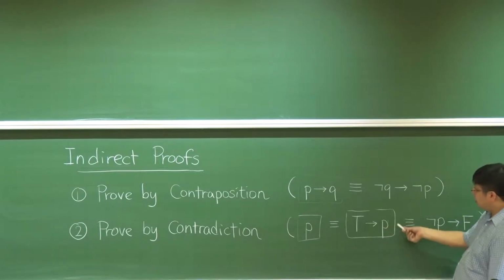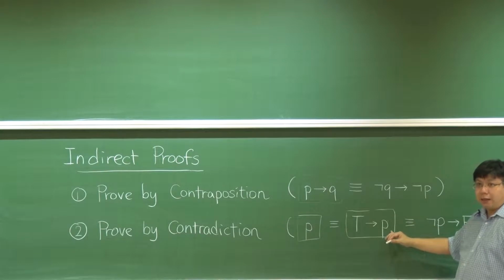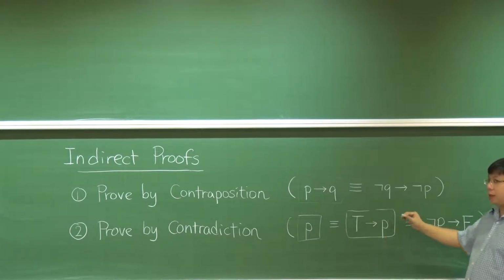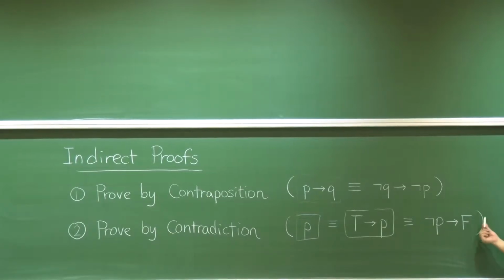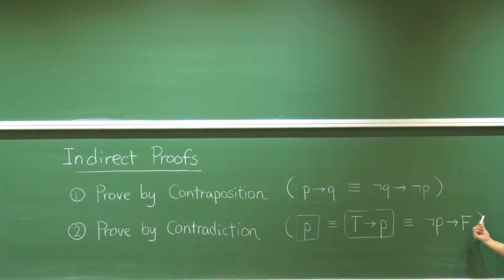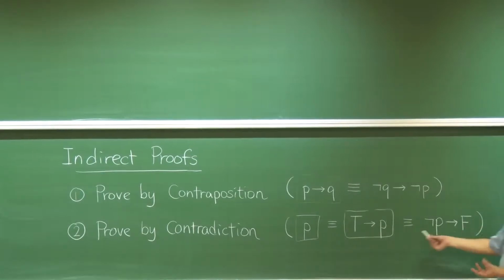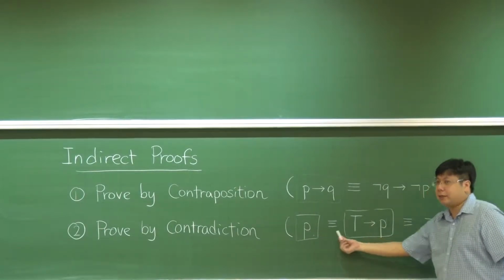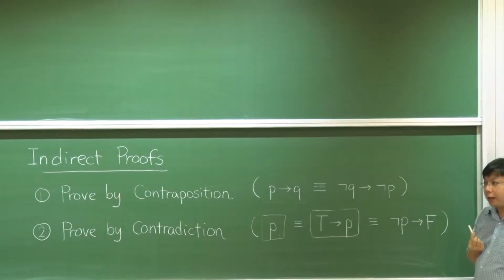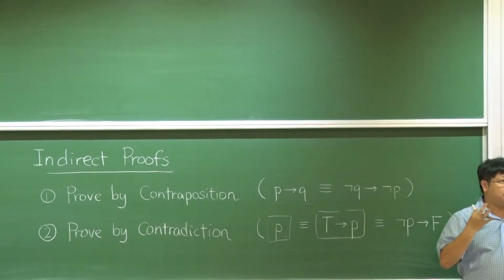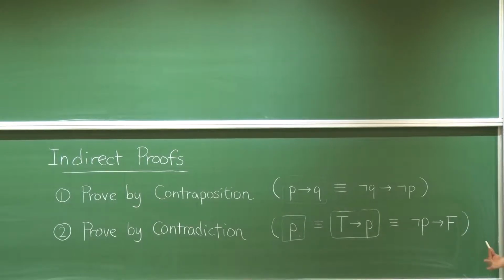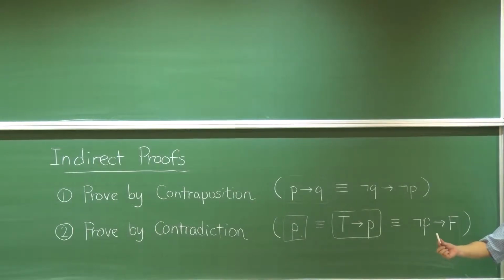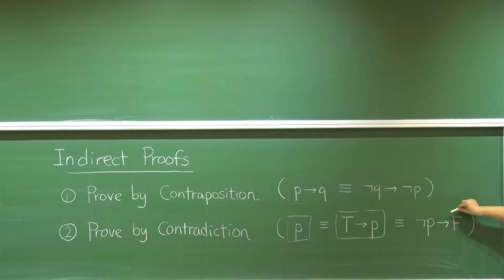But on the other hand, true implies P is equivalent to its contraposition. The contraposition of true implies P will be what? Not P implies false. Okay, so what does it mean? It means that if you want to prove P, it is the same as trying to prove not P implies false. And what is the physical meaning of not P implies false? Not P implies false means that if we start with not P, then we should arrive at something that is always false.